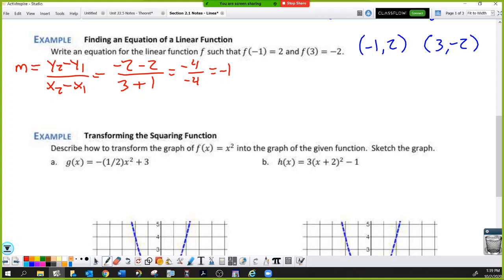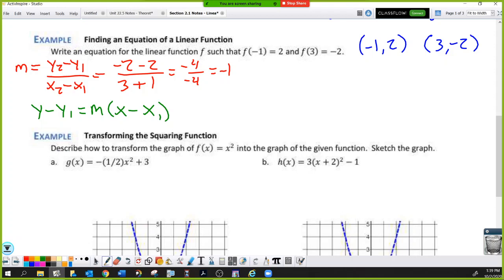Now, well, that's the slope. But I need the equation of the line. So what I'm going to use is point slope form. Because all it requires to write the equation of the line is a point and the slope. Y minus y1 equals m times x minus x1. Like so. And it doesn't matter which point you choose. But I might as well just use the same x1, y1 that I used for the slope.